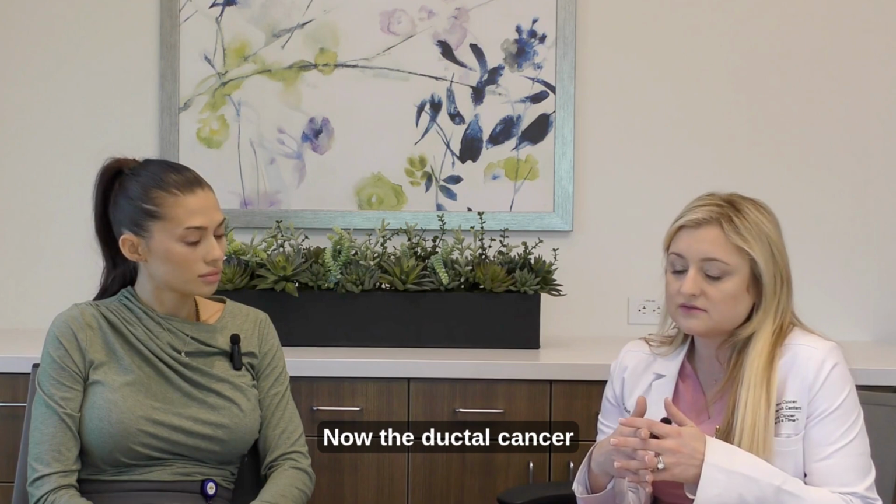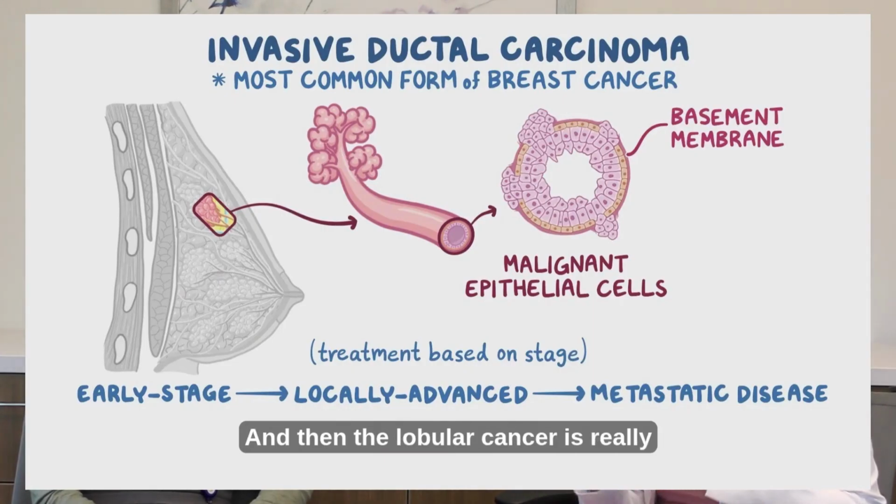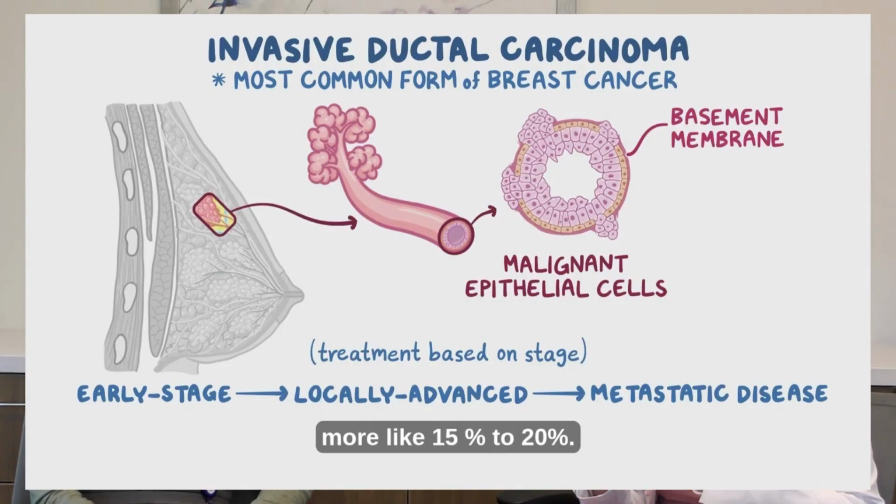Now, the ductal cancer is more common. That makes up about 75%, 80% of the breast cancers. And then the lobular cancer is really more like 15% to 20%. Then you have a couple other rare subtypes that you will occasionally see: metaplastic or tubular or Phyllodes tumor or Paget's disease. These are pretty rare ones.